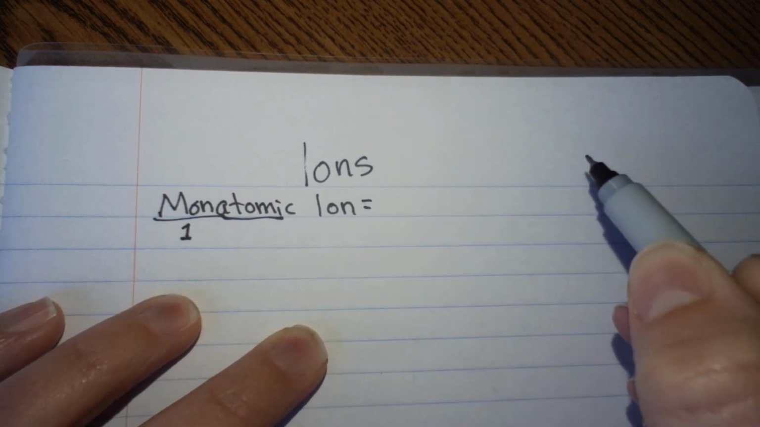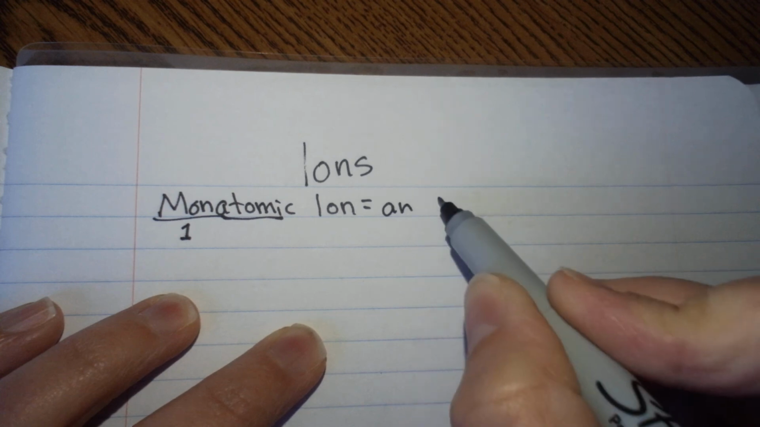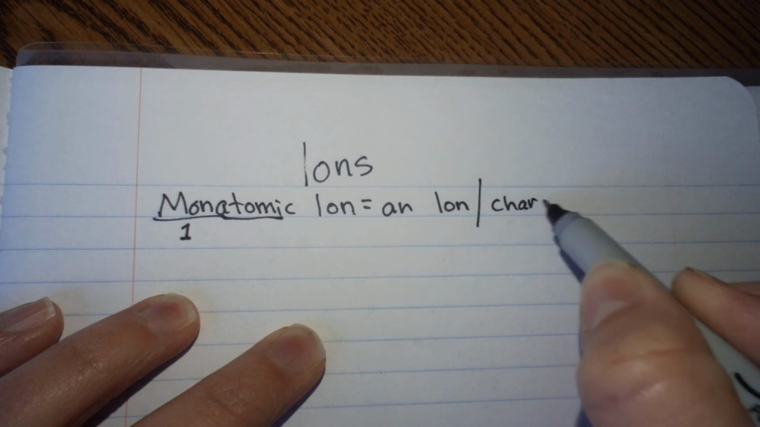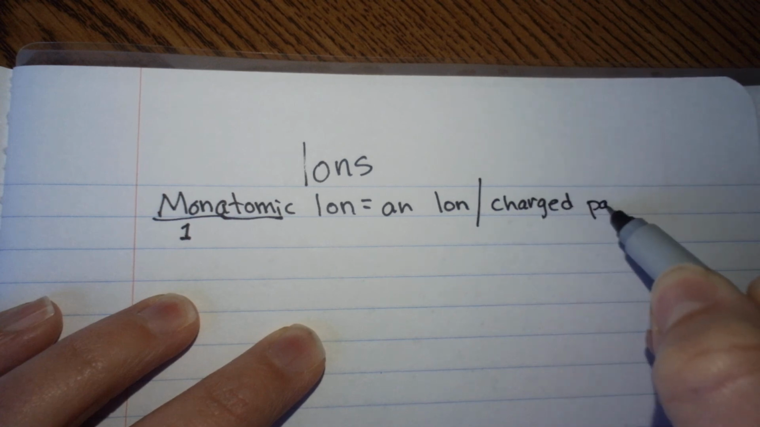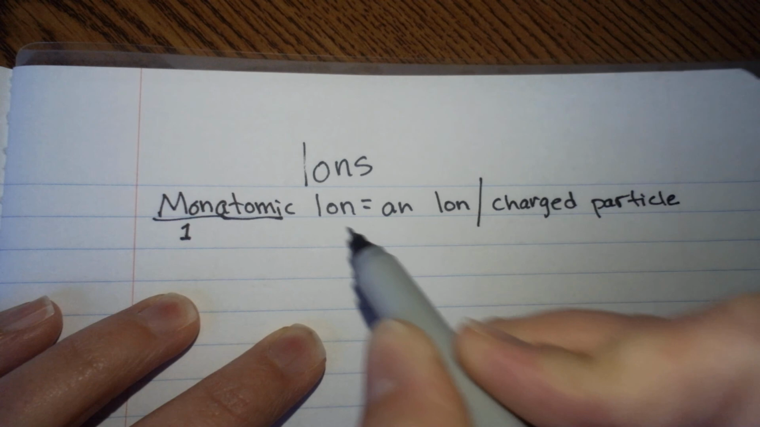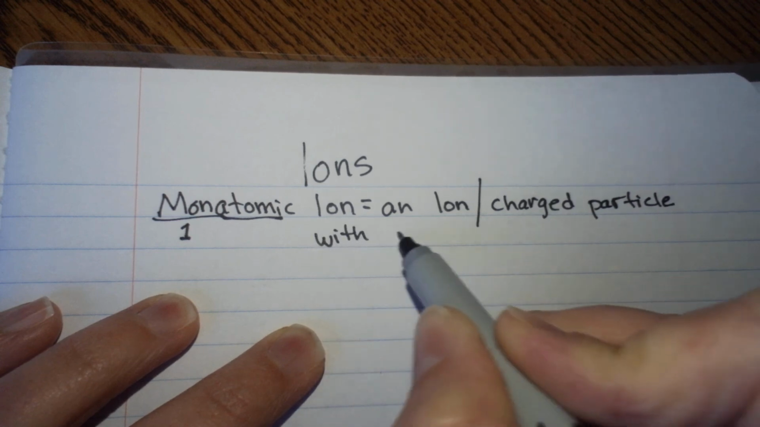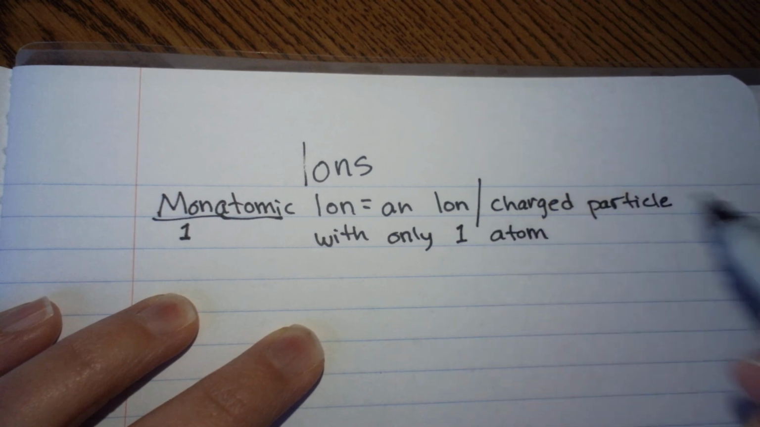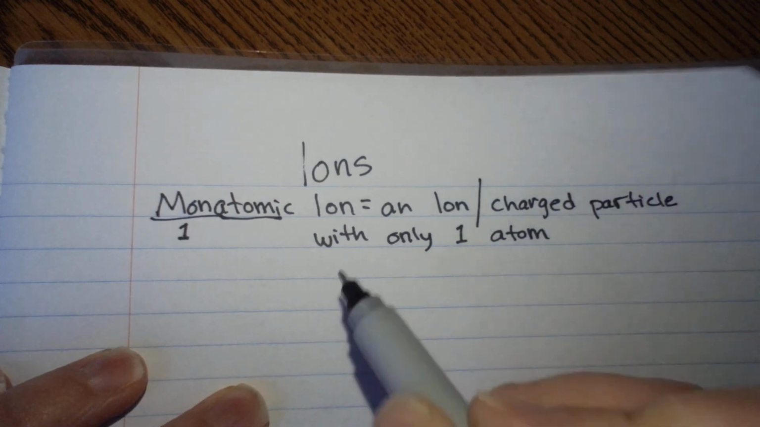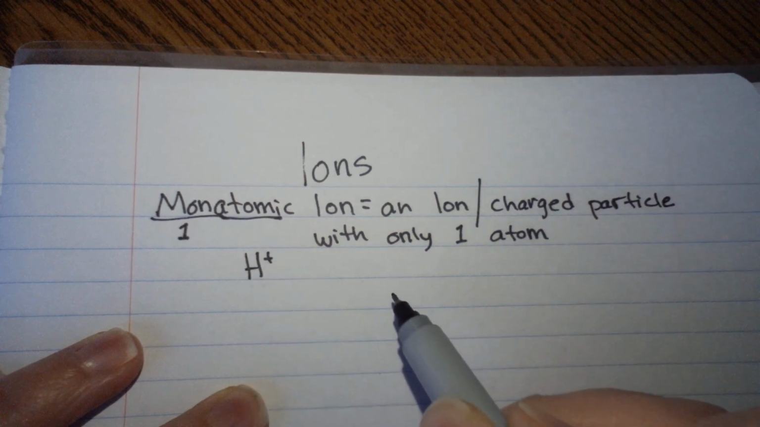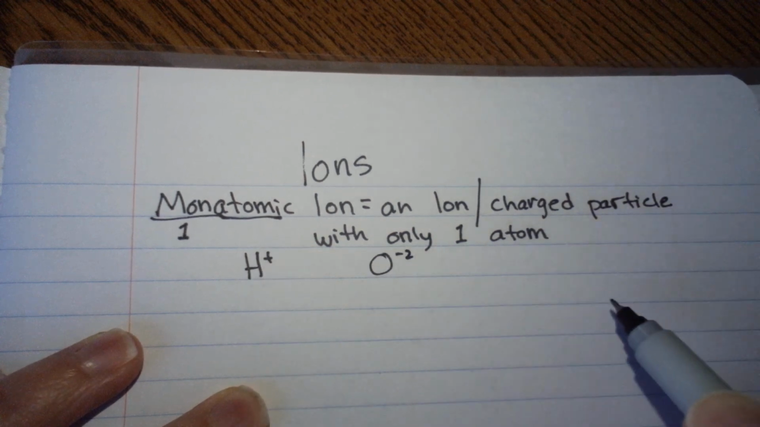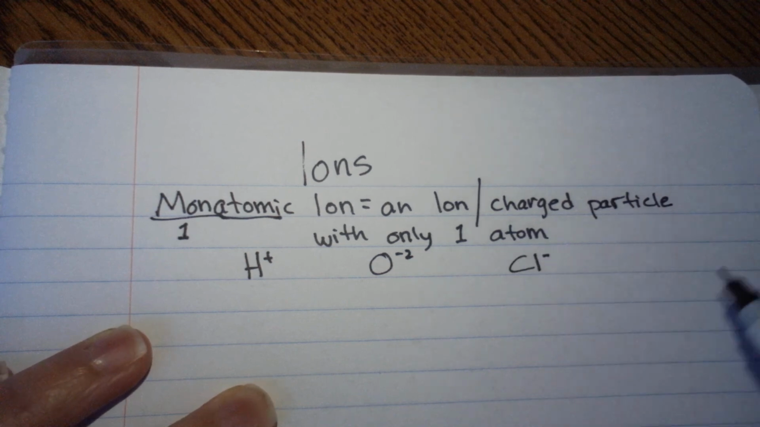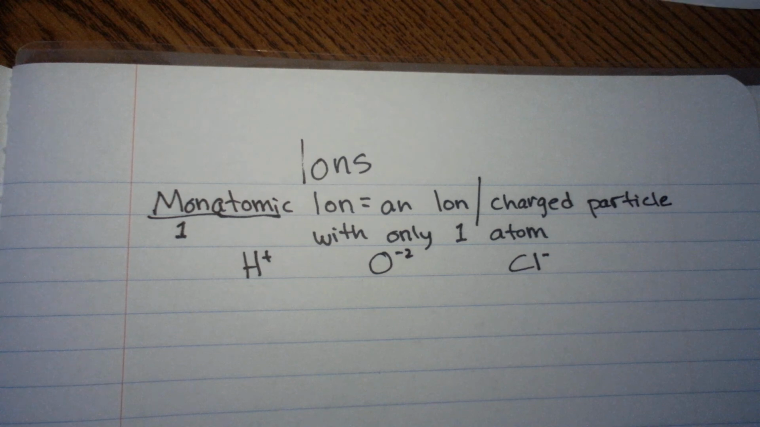So, a monatomic ion is an ion or charged particle with only one atom. Okay, so let's look at some examples of monatomic ions. You might have H+, you might have O -2, you might have chlorine -1. You might say, well, how do I know what these are? How do I find them?